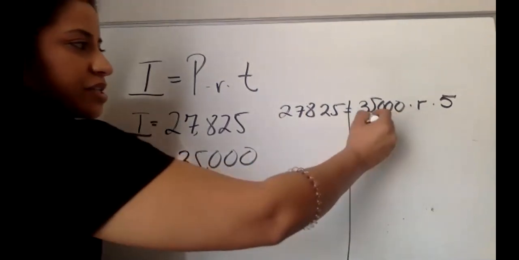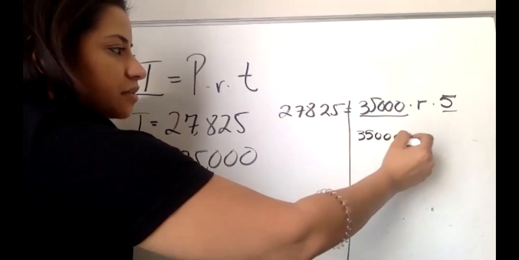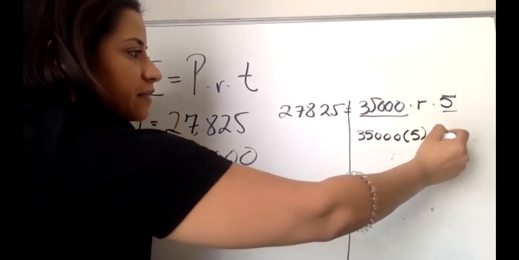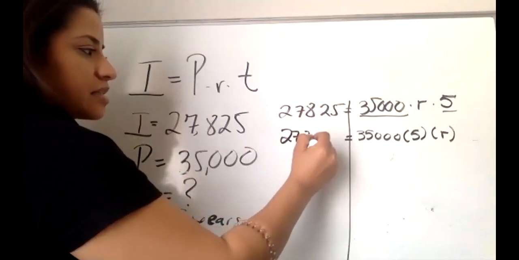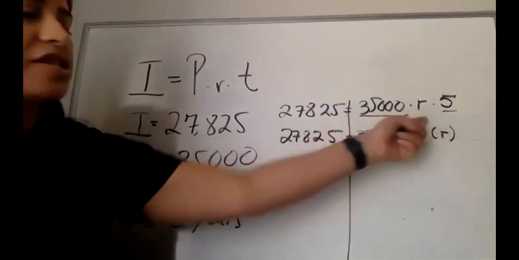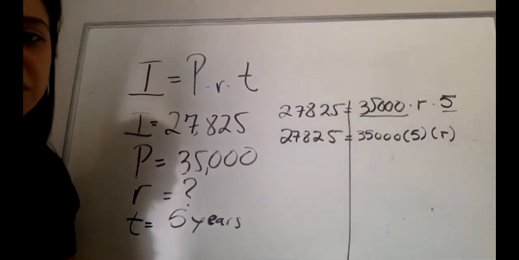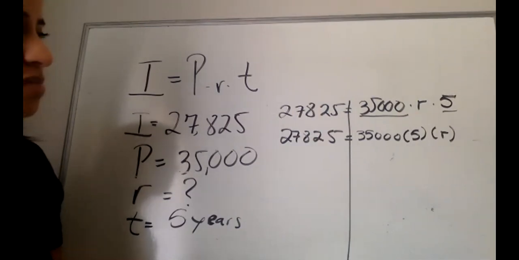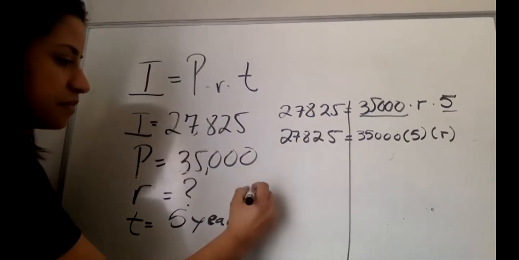Now I'm going to rearrange this part over here. I'm going to put these two numbers together. So it'll be 35,000 times 5 times R. This side stays the same. And the reason I can rearrange this is because multiplication is commutative. So for example, 2 times 3 is the same as 3 times 2. So we can change the numbers whenever we want. We're going to multiply these two things together.